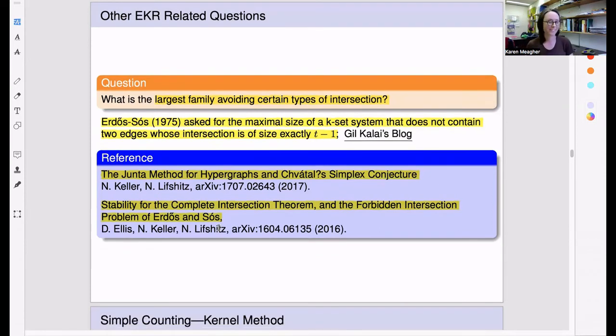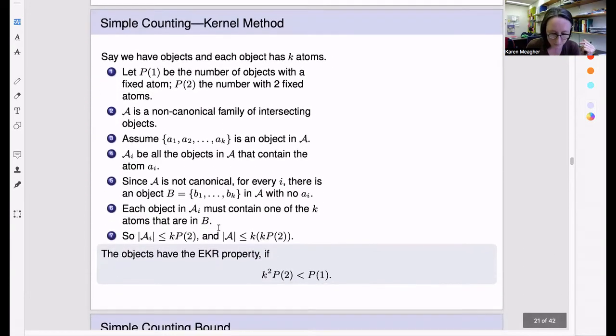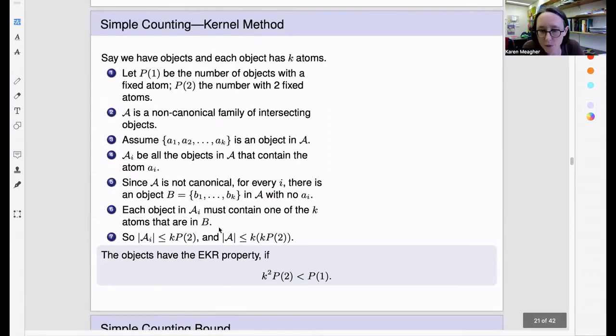Okay, so I have way more slides than I'm going to get through. I was going to spend a little bit of time looking at some different methods of proving EKR type theorems. Now, plan A, whenever you're holding onto an object and asking if it has the EKR property, the easiest thing to do is a really simple counting.